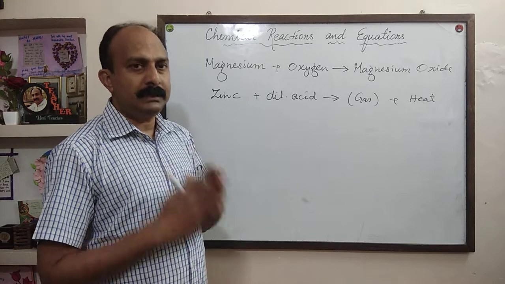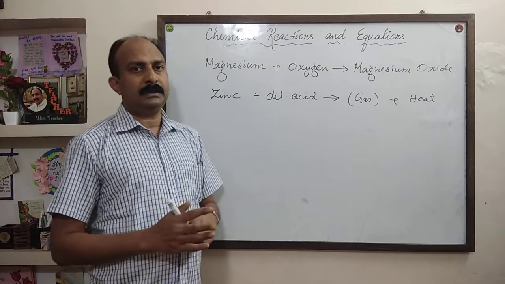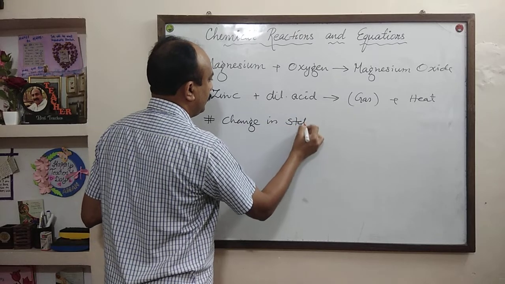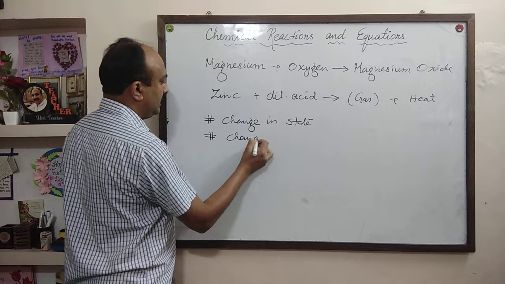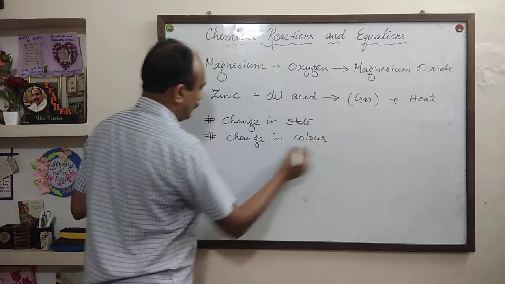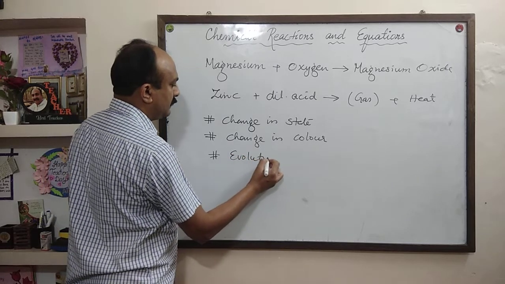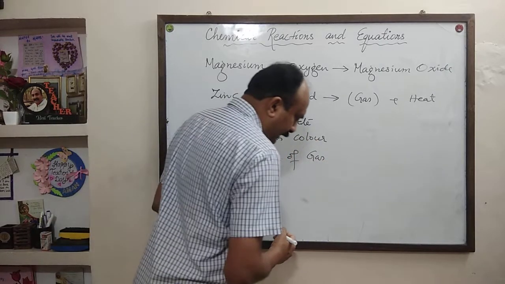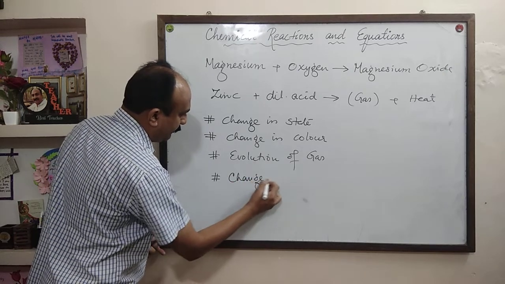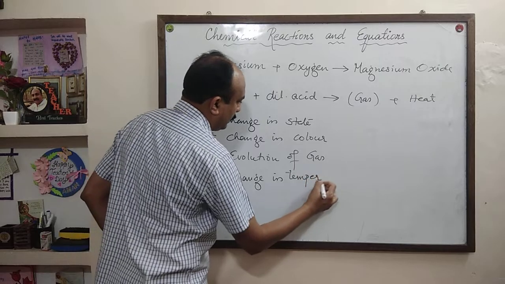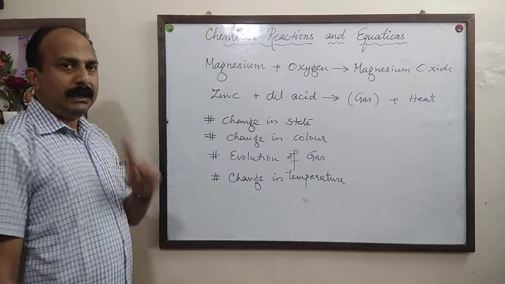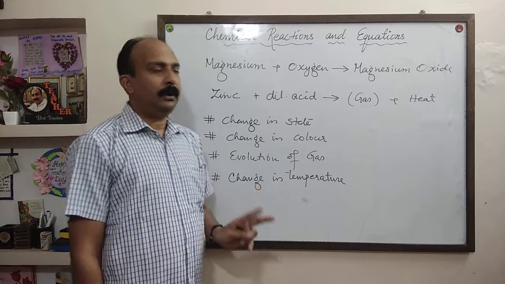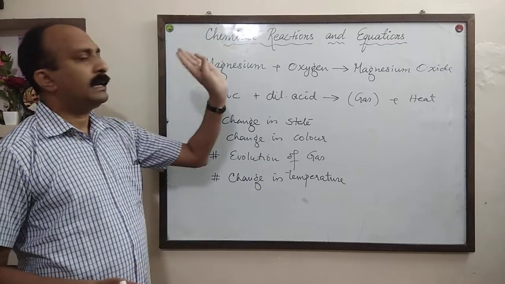A chemical reaction is a chemical action which involves either change in state, or change in color, or evolution of a gas, or change in temperature. So a chemical reaction must involve any of these four, not all four together, but any one of these four. Then such a change is called a chemical reaction.